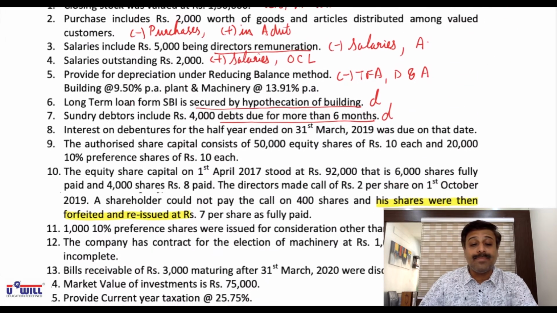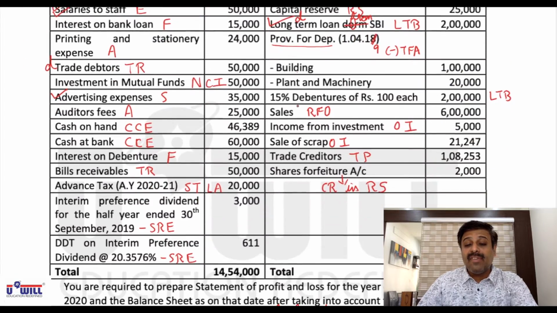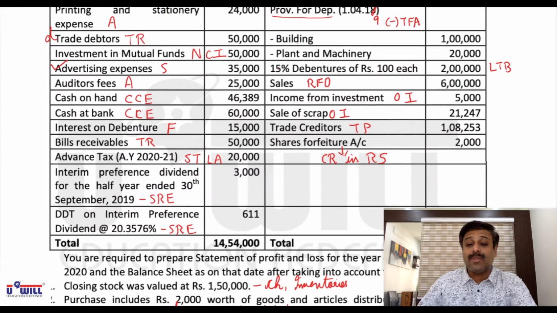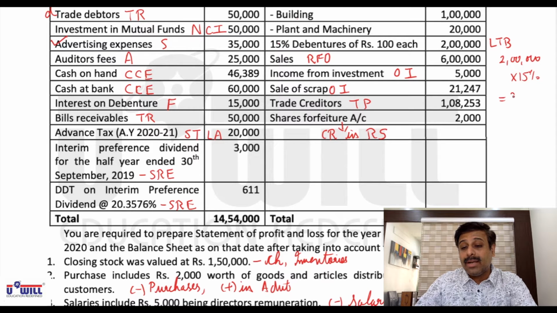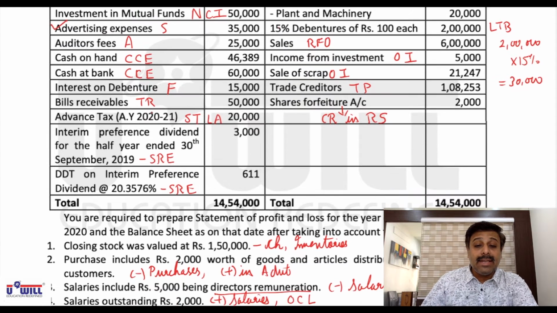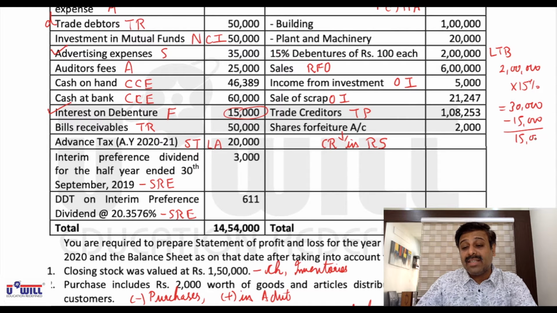D means disclosure. Interest on debentures for the half year ended on 31st March 19, make it 31st March 20, was due on that date. All of you see here, 15% debentures of 100 each, 2 lakhs. What is 2 lakhs into 15%? It is 30,000. But against 30,000, you can see that on the debit side, interest on debentures given is only 15,000. Means the remaining 15,000 is outstanding. Half year's interest of 15,000 is paid and the remaining half year's is outstanding.